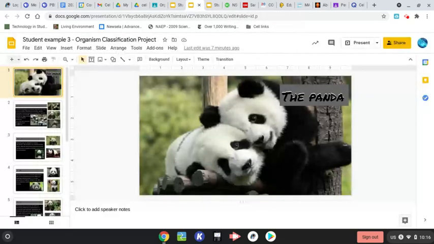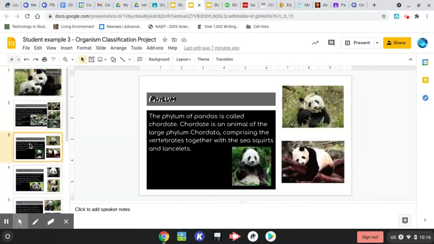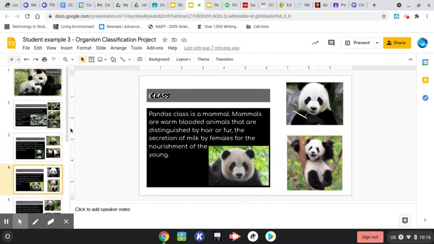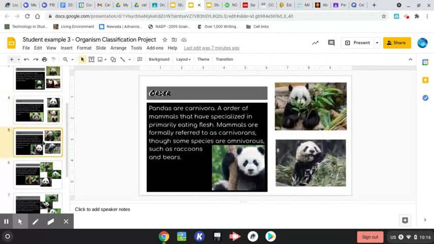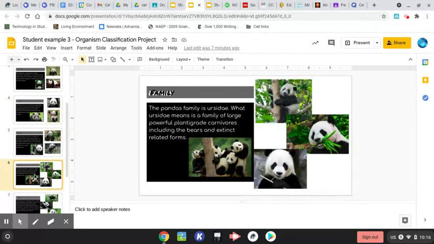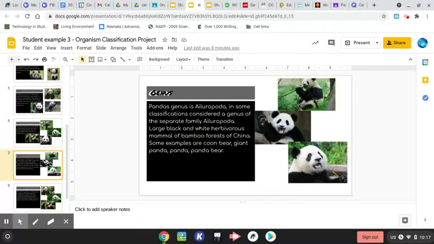So here's an example over here of someone that did the panda, and really a great presentation. I mean, all the way through, I could tell they put a lot of time into it. It looks neat. It looks great. But I hope the problem that you're noticing is that they used the panda all the way through for every picture, right? And that really did not give them the ability to make connections with understanding the other organisms that were in that classification group and why.